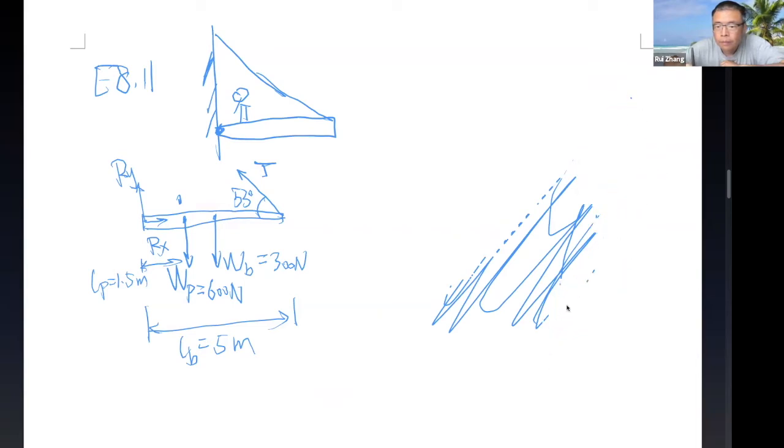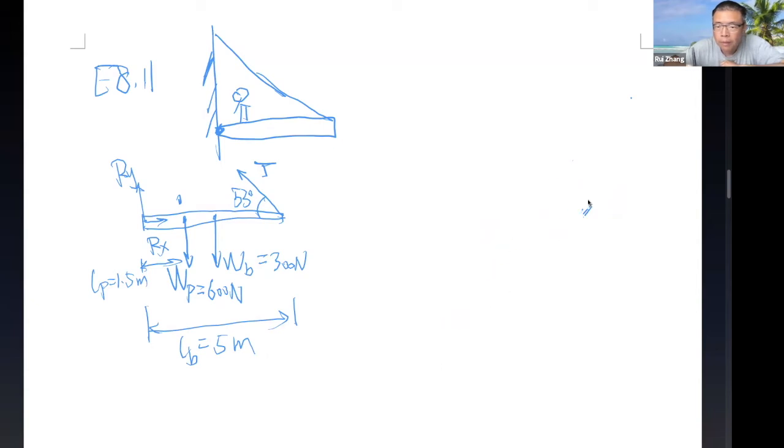Let me clean up this part. Okay, so how do we solve this problem? Again, same principle. We set up the direction, a coordinate system like this, x and y, and we use total force equals 0 and total torque equals 0 as well. In this case, you have a force that's not along the x or y direction, so you need to find the components of the force.